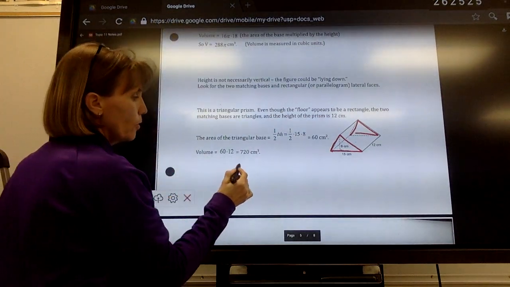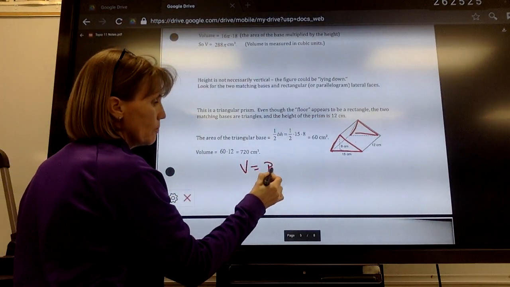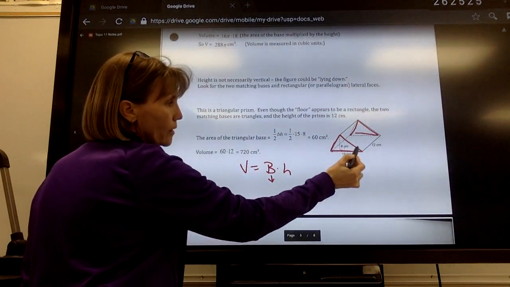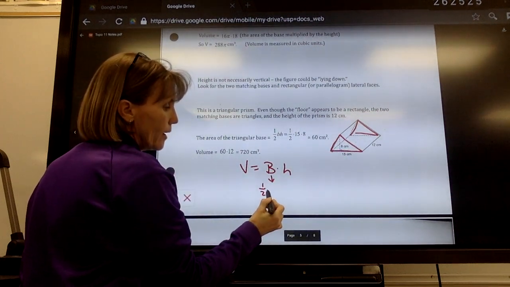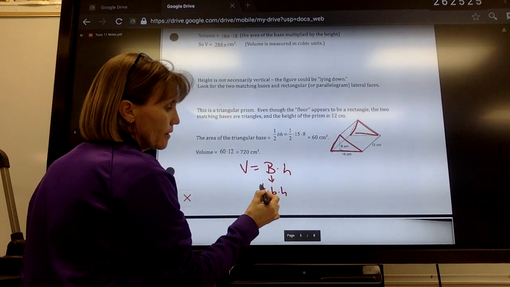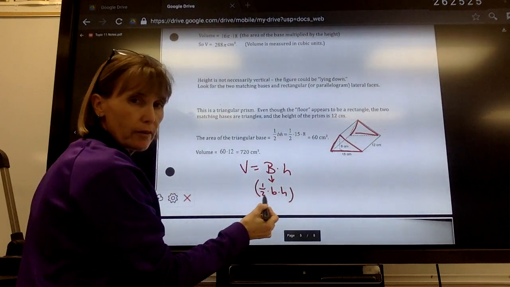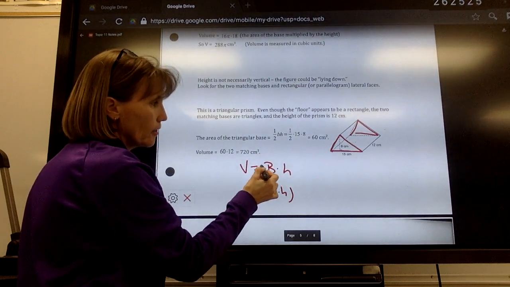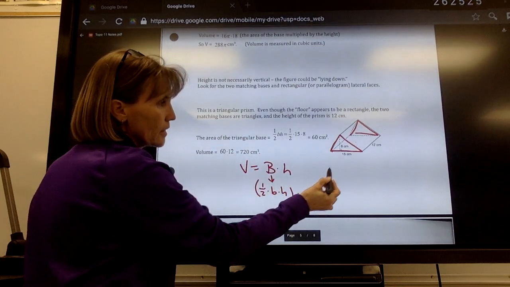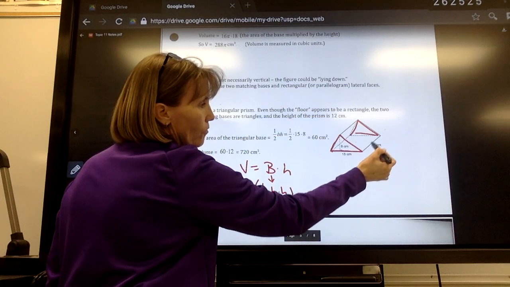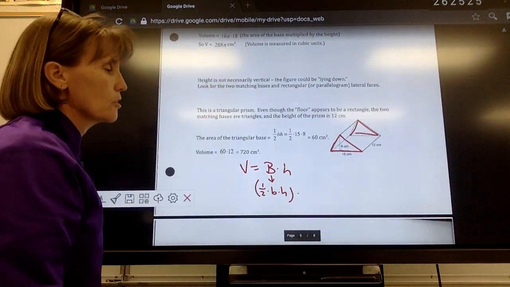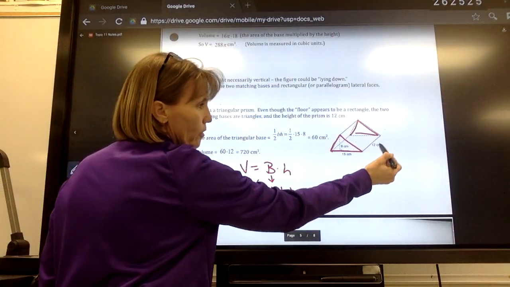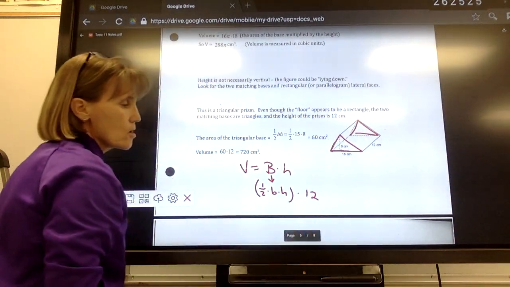Okay? So when I want to use volume equals the base times the height, in this case, since the base is a triangle, I'm going to be using 1/2 times base times height. That portion, that's the formula that we use to find area of a triangle. That's what I'm going to be using to calculate that capital B. And then I'm going to take it times the height of the prism itself. Okay? And the height in this prism is right here. That's going to be the 12.